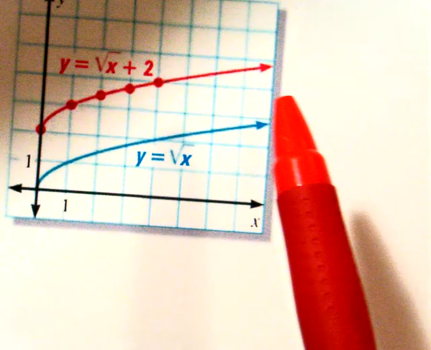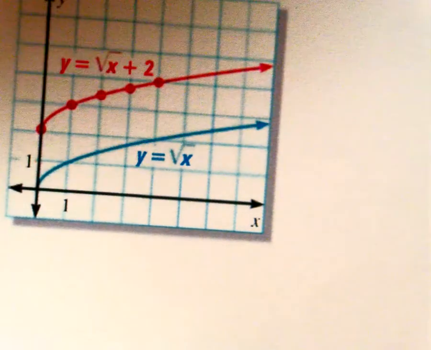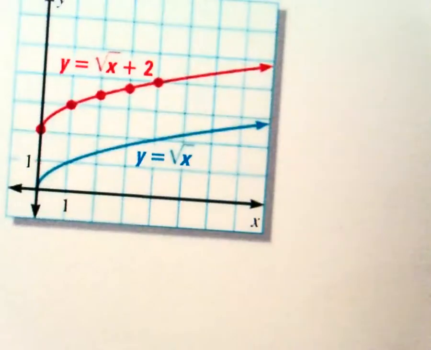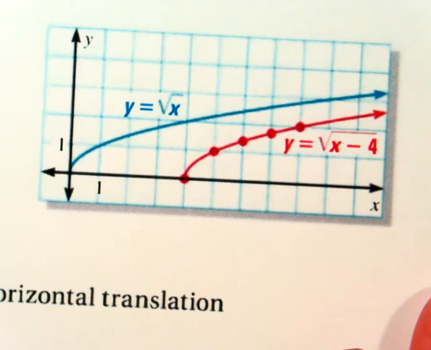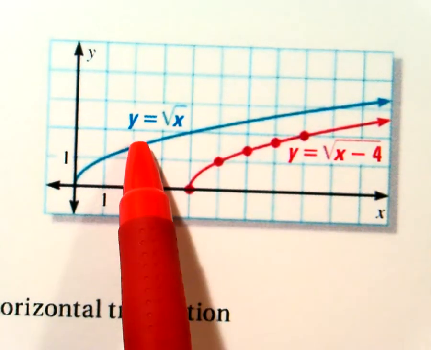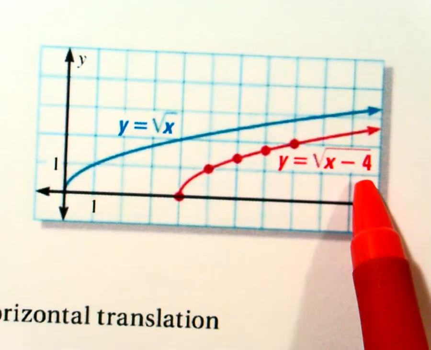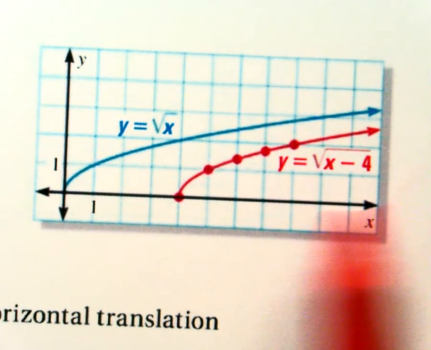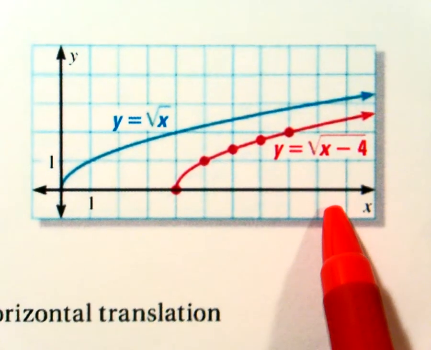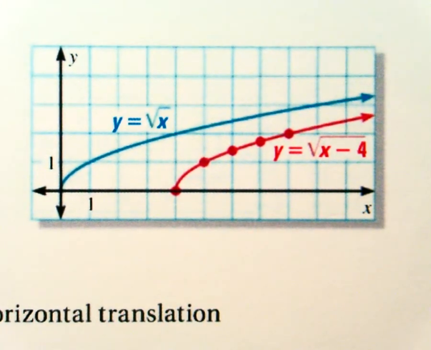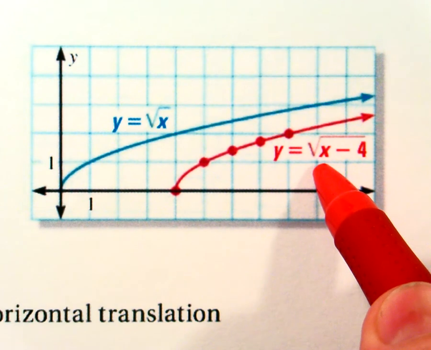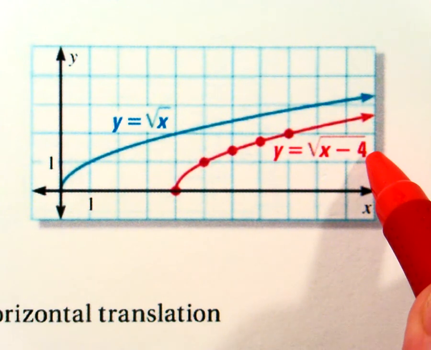Well, what happens if we add a number inside the radical? Let's look at this one and see what happens. This is the square root of x, and this is the square root of x minus 4. That's all under the radical. That's all square root of x minus 4. It's not separate. Well, first off, notice that x can't be less than 4, because 4 minus 4 is 0, and you can't go negative with the square root, despite what Doggy wants to say.